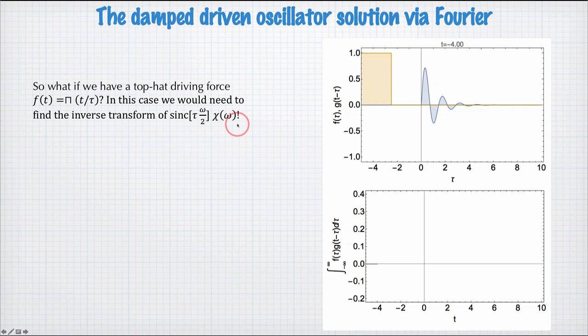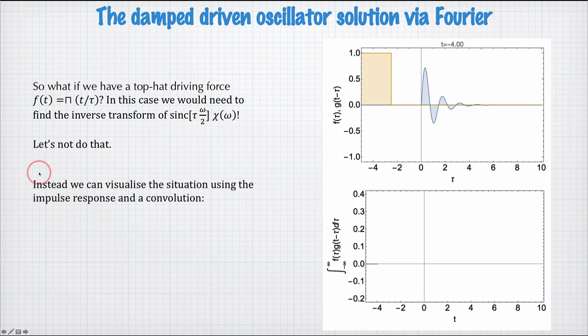So instead, we can do this sort of visually using a convolution of the impulse response function and the driving force. This is what we did before with the circuit. So here is the force in time. It's the impulse response function convolved with our driving force. And it looks like this.